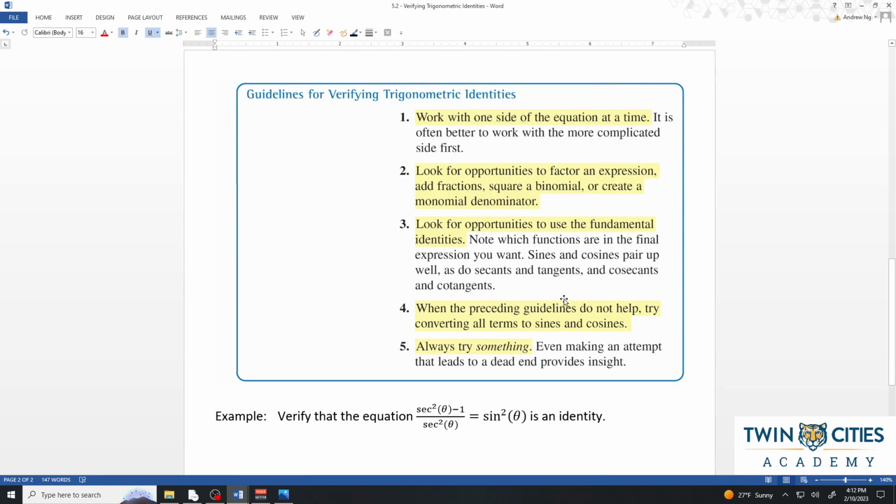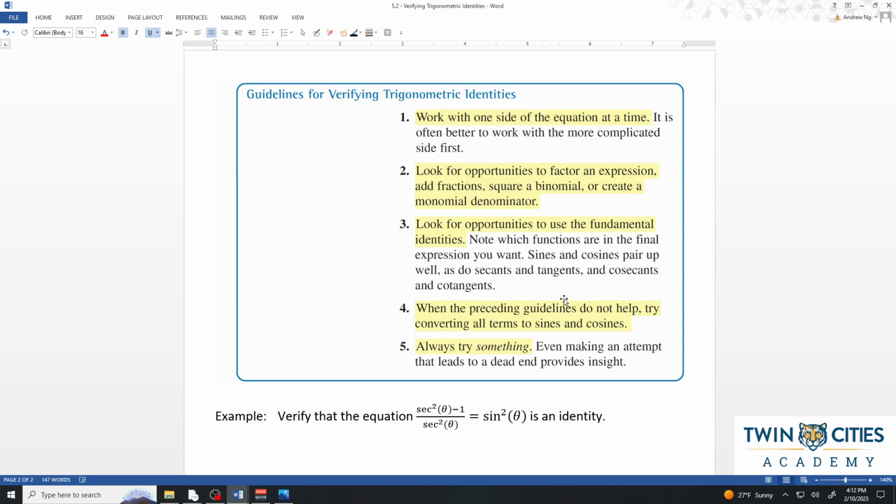So then how can I verify whether some equation that I come across is an identity or not? Here are some guidelines. 1, you're going to have two sides of an equation. You should begin working on only one side at a time, and often it's better to work with the more complicated side.